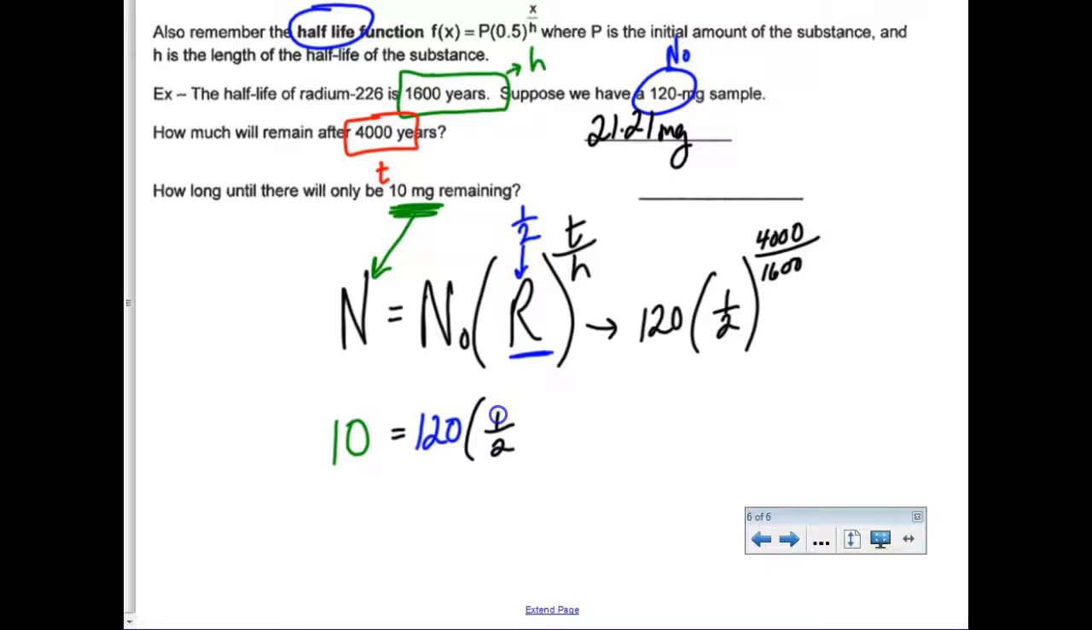R you could write as 0.5 or 1/2, I don't care. But remember, this time they changed the parameters of the problem, so you don't know T. But the half-life of the isotope is still 1600. Okay, so using our skills from the previous lessons, I'm solving this exponential equation by first isolating the base. So first thing I need you to do is divide by 120.